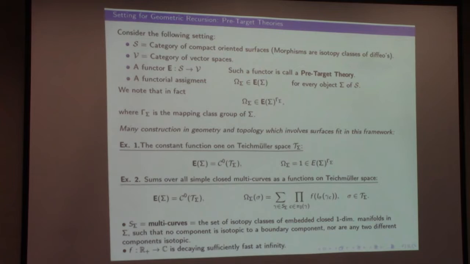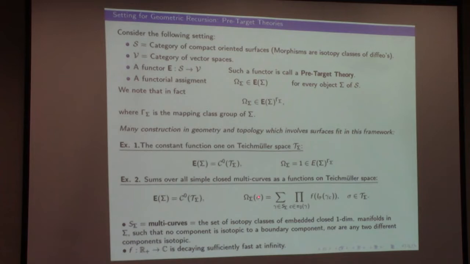Is there a version of this for measured laminations? Yeah, there is. But I just wanted to do this. In this case, I'm not considering curves that go from one boundary component to the other. I'm just doing all the internal ones. Okay. So this is a nice continuous function on Teichmuller space if F has sufficiently fast decay. Certainly much more interesting than these, right? Okay. And it's sort of been an open question, how do you integrate these functions here?